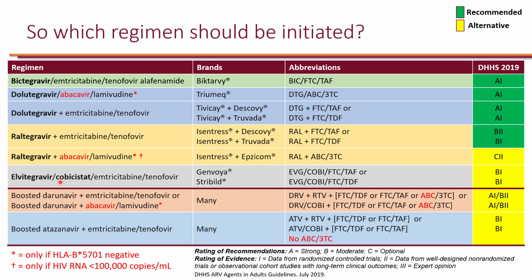Cobicistat does nothing to the HIV. The only thing it does is that it's a CYP3A4 inhibitor, and what it does is that it actually boosts the level of elvitegravir. So elvitegravir is a substrate of CYP3A4, and it has a very short half-life. In order to make the half-life longer, we actually use cobicistat to prevent its metabolism. So therefore, you can still give this whole regimen once a day instead of multiple times a day.